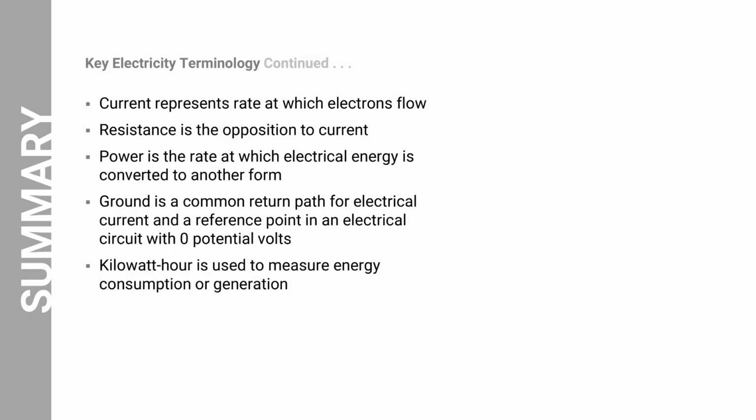Current is the rate at which electrons flow through a conductor. It is measured in amperes, A, which is the number of electrons that flow past a point in 1 second. Resistance is the opposition encountered by electric current in a circuit, caused by various factors like the material's properties. It is measured in ohms, omega. The higher the resistance, the more difficult it is for the current to flow. Power, P, is the rate at which electrical energy is converted to another form. It is measured in watts, W.